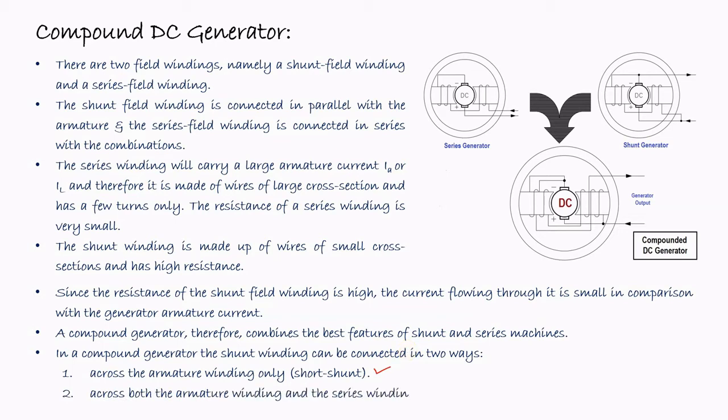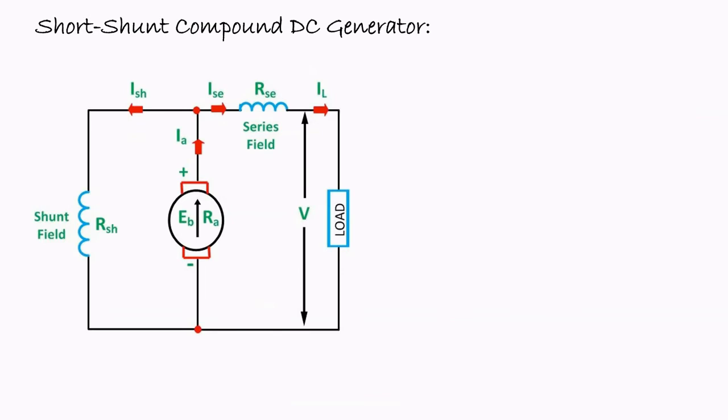Whereas if the shunt winding is connected across both the armature winding and the series winding, then it is considered as a long shunt compound generator. So here the series winding will be connected with the armature winding first, and then the shunt winding will be connected across this combination. This concept is considered as a long shunt compound generator. So let's see one by one. The short shunt compound generator. So this is the concept of the short shunt compound generator.